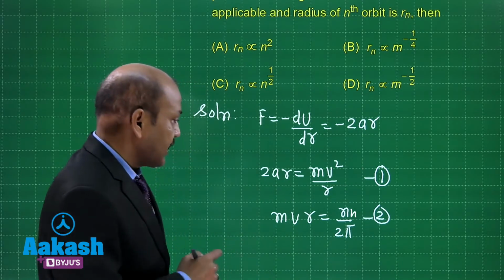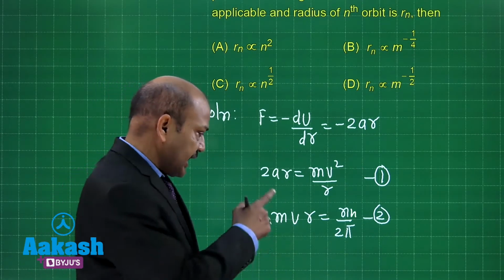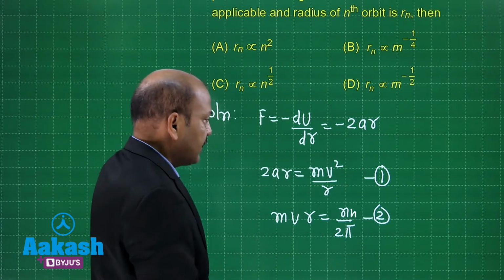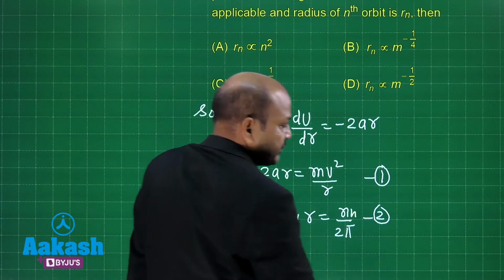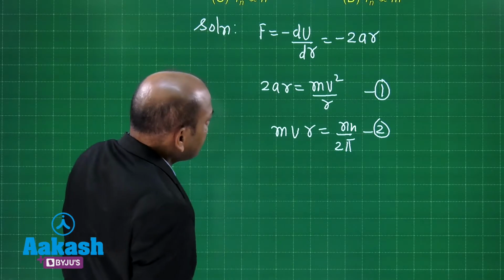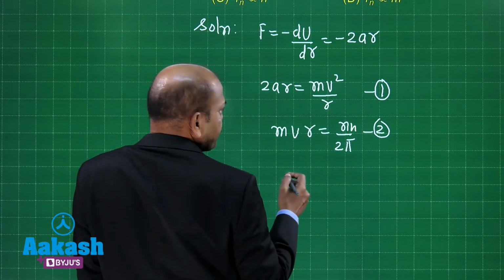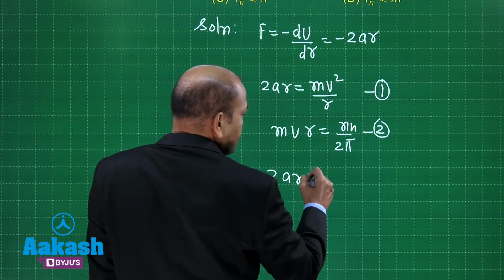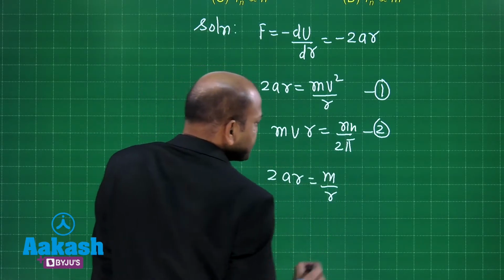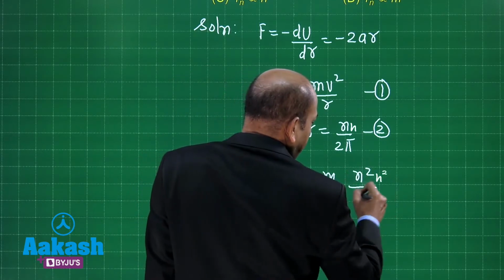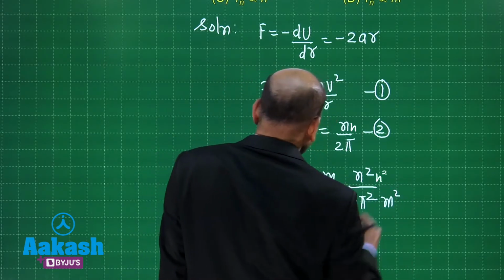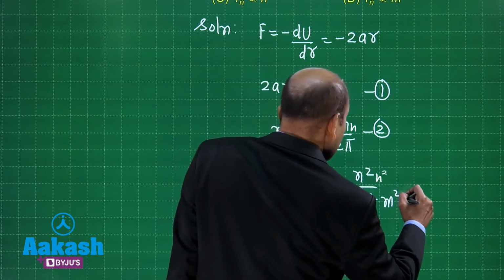Since we are interested in r, we can replace v as nh divided by 2 pi mr and then put it in equation 1. That will give us the solution in fact. So if we rewrite equation 1, I am getting 2ar equals m divided by r into v square. V square becomes n square h square by 4 pi square into m square into r square.